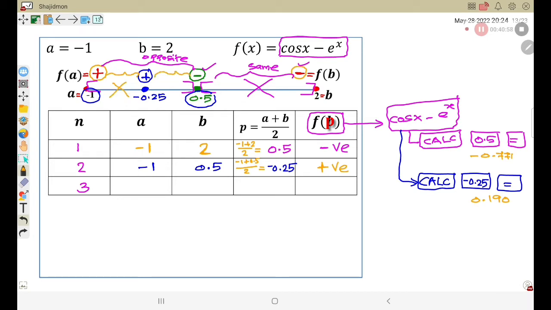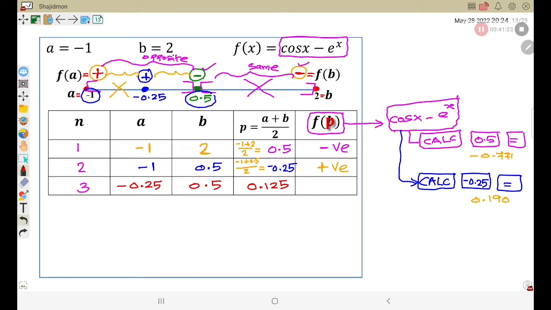From positive to negative, we will take that interval. What is that interval? We can write here, minus 0.25 and 0.5, correct? Now take the middle of these two numbers, you will get 0.125. All the calculations are to 3 digits rounding, careful, 3 digits rounding, okay.